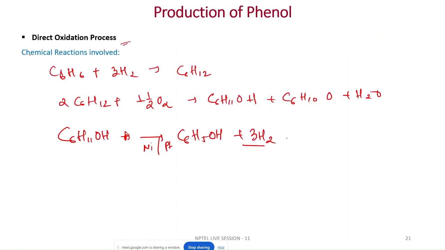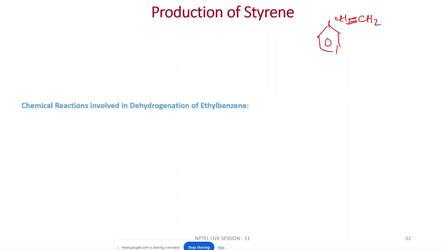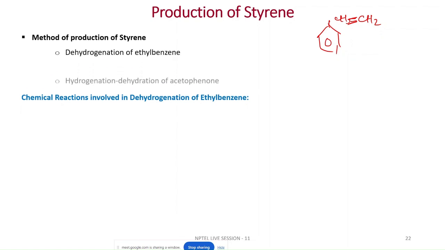So next we are going to discuss the production of styrene. Styrene, as we know, has this kind of structure, CH=CH2. First is the method of production. There are two methods of production. One is dehydrogenation of ethylbenzene. The next one is hydrogenation and dehydration of acetophenone.